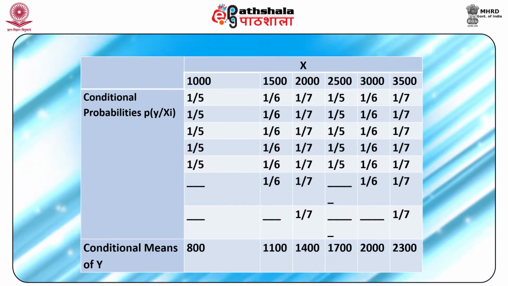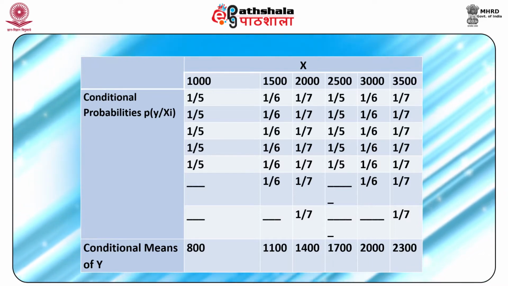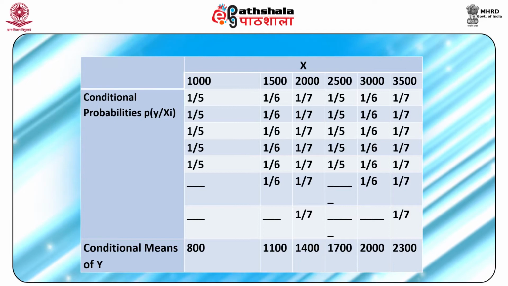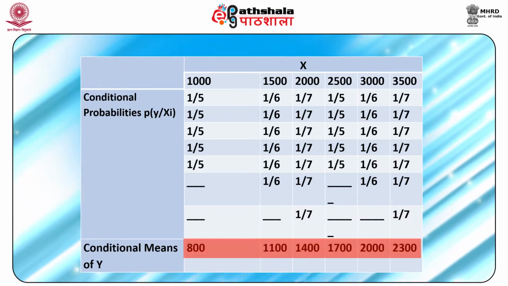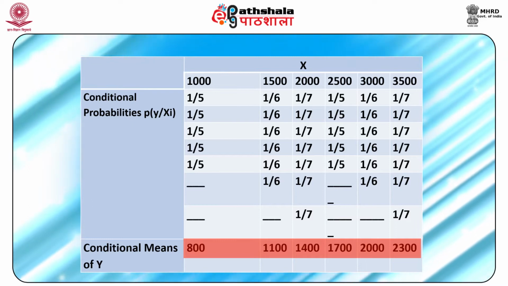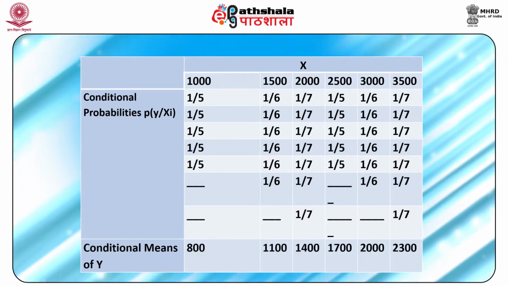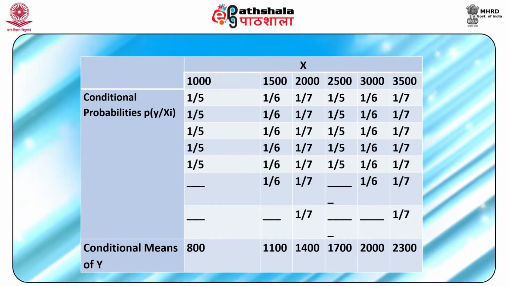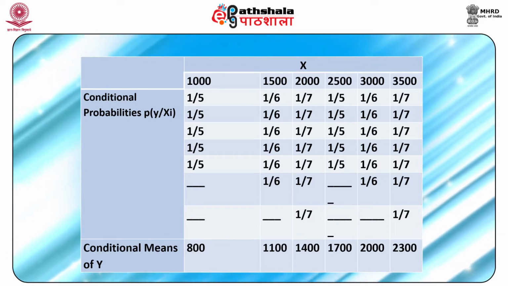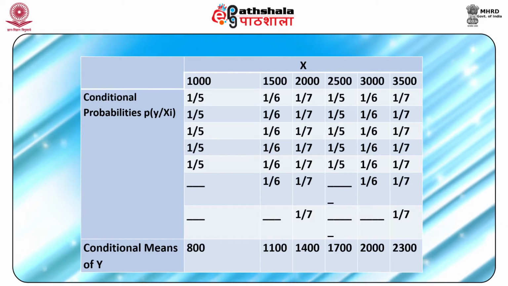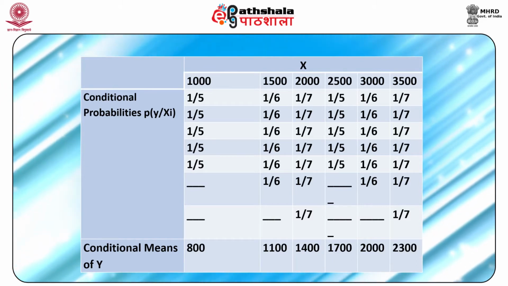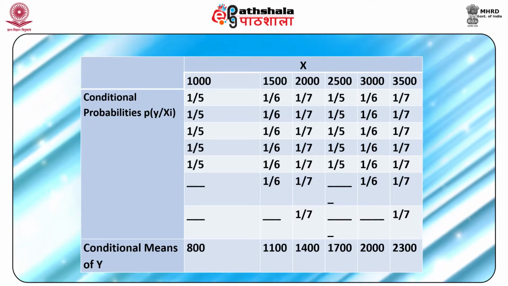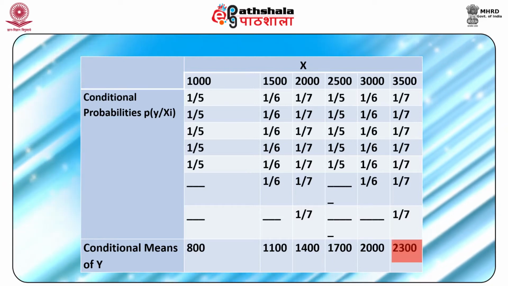You can similarly notice the conditional probabilities for other income levels, and the conditional means are also given, which are the same as was given in our previous table, which is 800, 1100, 1400, 1700, 2000 and 2300. So these conditional means imply that given a particular level of income, this would be the mean consumption of these families. So 2300 implies that families whose income is 3500 would on average have a weekly consumption of 2300 rupees.